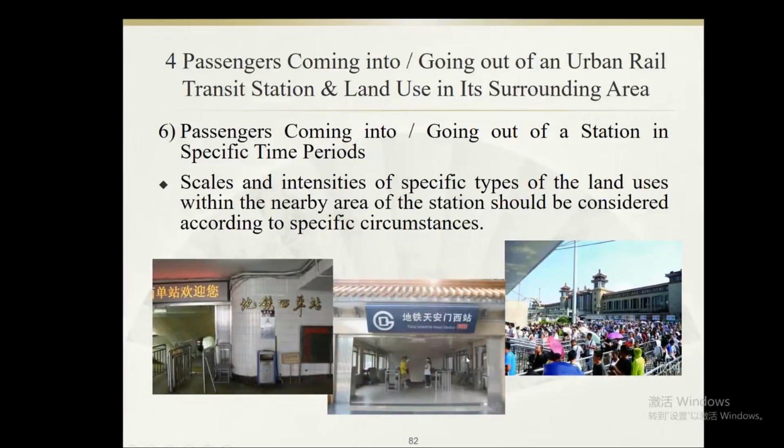This one, in Tiananmen Square, every morning, 4 o'clock, okay, for the flag rising, the Chinese national flag rising, okay, what kind of preparation we should do? Okay, these are the specific time periods. We need to focus on different, very different land use types around. At the same time, consider the characteristics of the time. Okay?